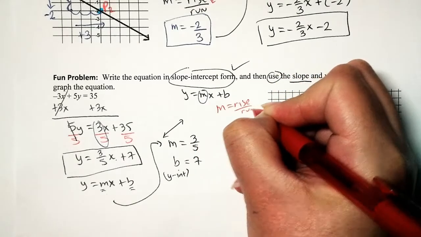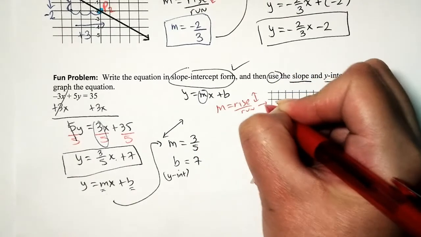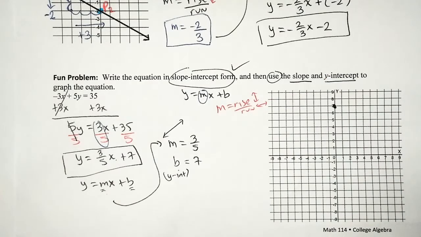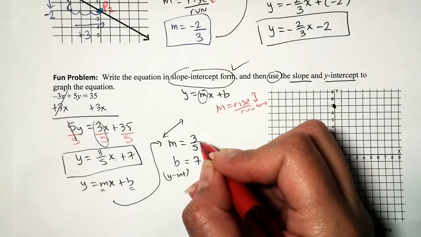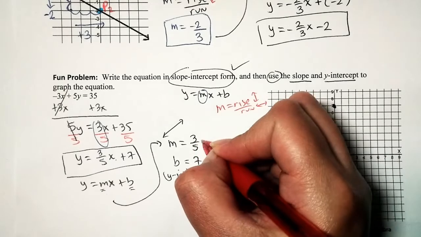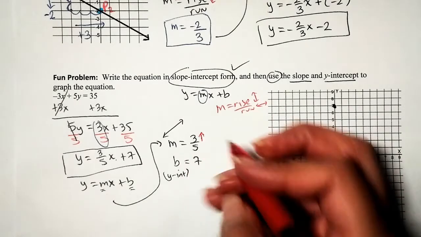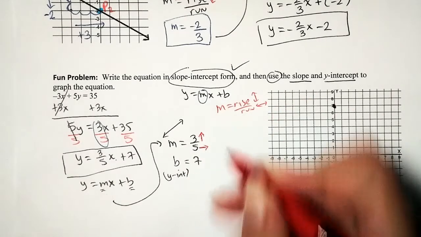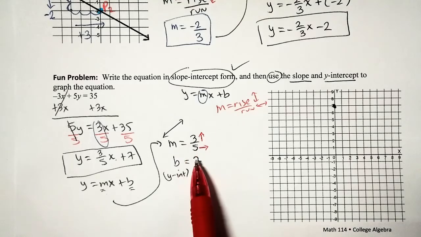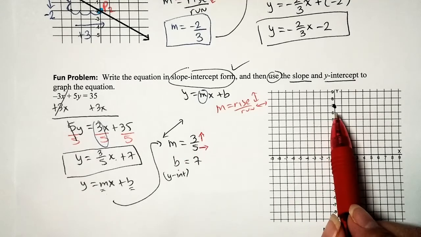So how many units are we going up or down, and then we compare that to how many units we go side to side. If our rise is +3, then we're expected to go up 3. And if our run is +5, then we're going to go 5 right. So let's apply the directions from whatever point we have graphed. Let's do this: up 3 and 5 to the right.